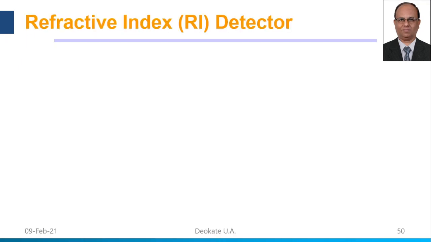Then the next is your refractive index detector, the RI detector. Many times we observed that in an ultraviolet visible spectrophotometer, there should be absorption by the substance. If the substances are non-absorbing, they cannot be detected by UV spectrophotometers. There, this refractive index detector is used.